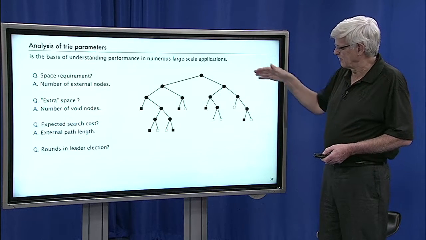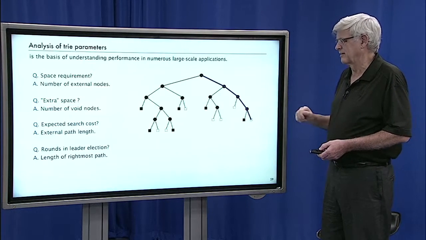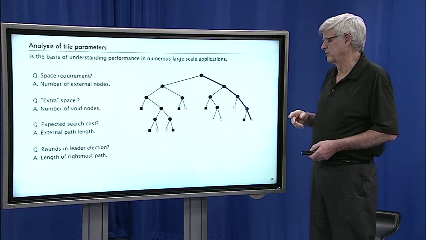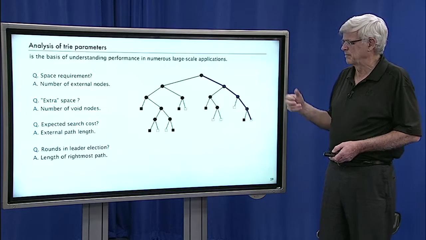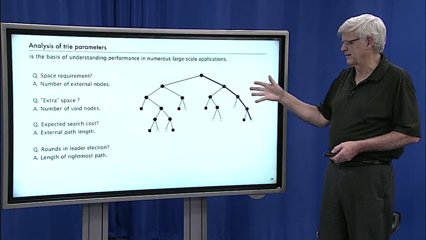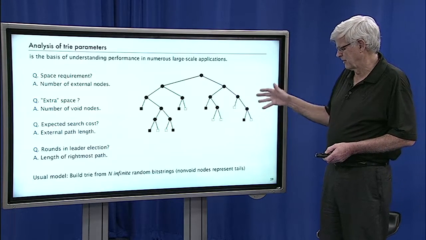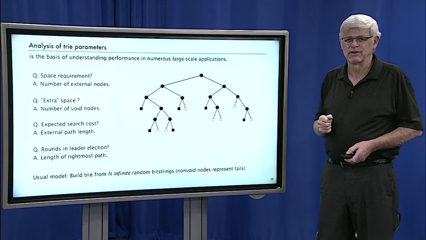And then leader election, that's the length of the rightmost path, as I talked about before. It turns out we can analyze all of these. I'm going to talk about external path length, and the others will be exercises.